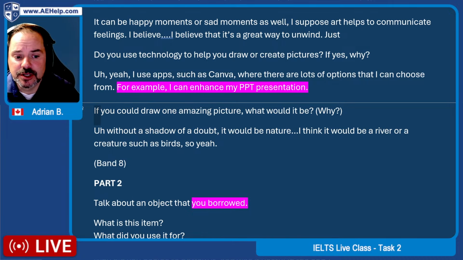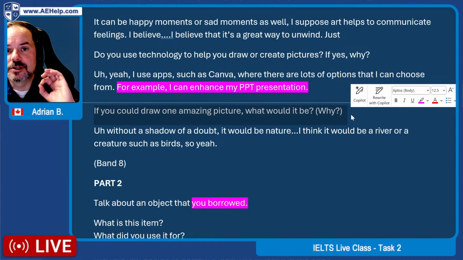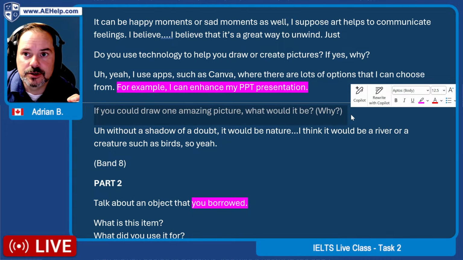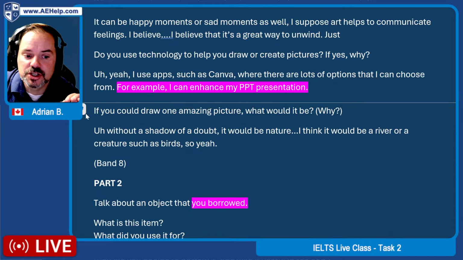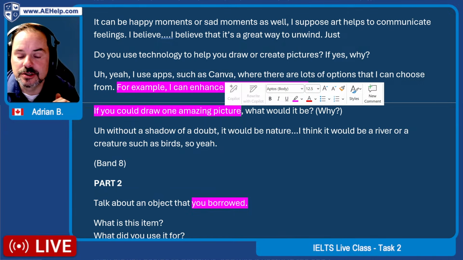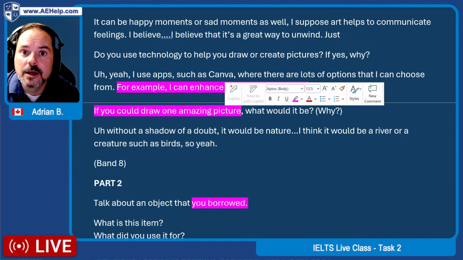So the last question is a conditional. If you could draw one amazing picture, what would it be? Students, when you hear the condition, really pay attention to the condition. I think that speaking candidates, the question where they go off topic or they have trouble giving a good answer most of the time is the conditional question. Because with conditional questions, you really, really have to pay attention to the condition. So if you could draw one amazing picture, what would it be?